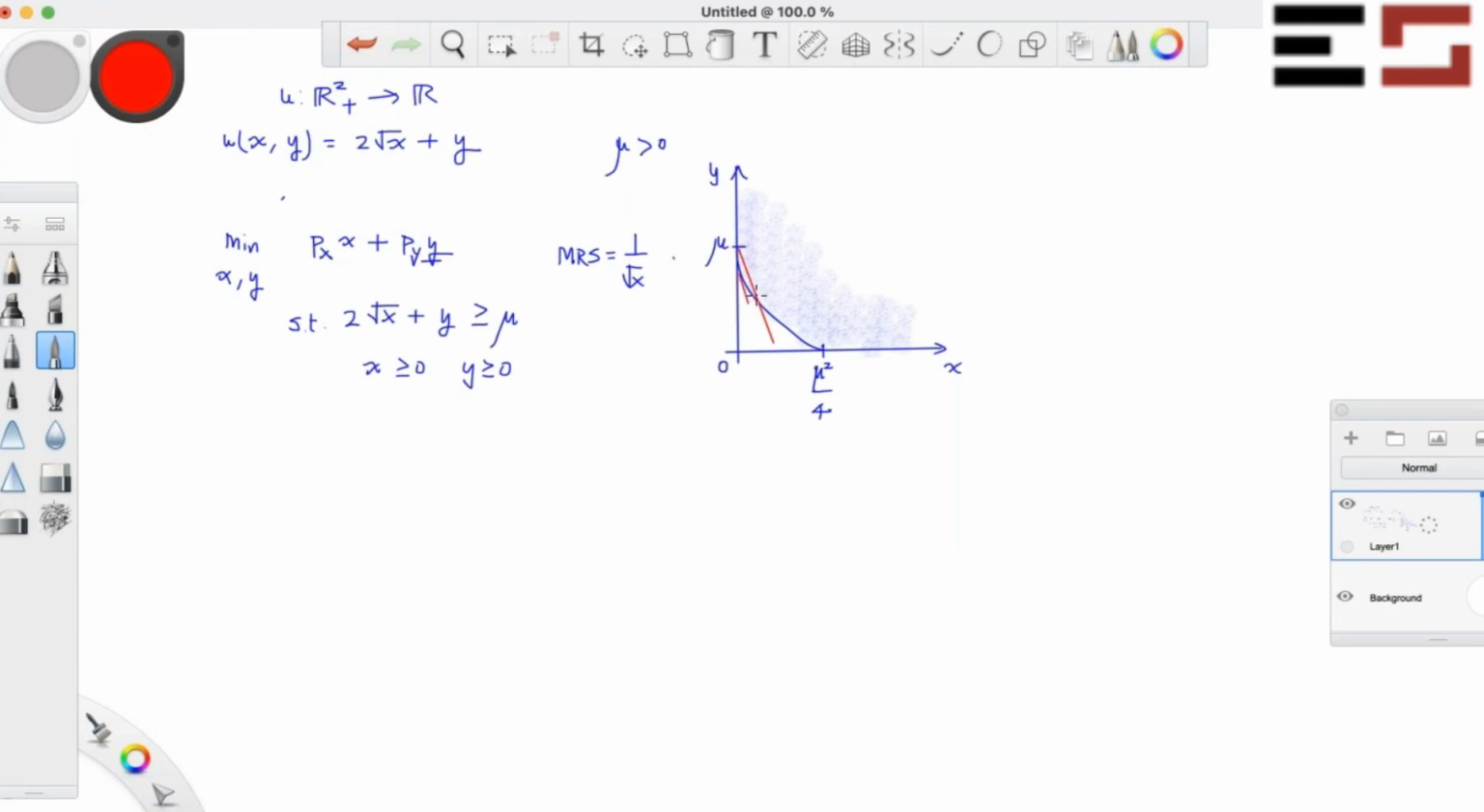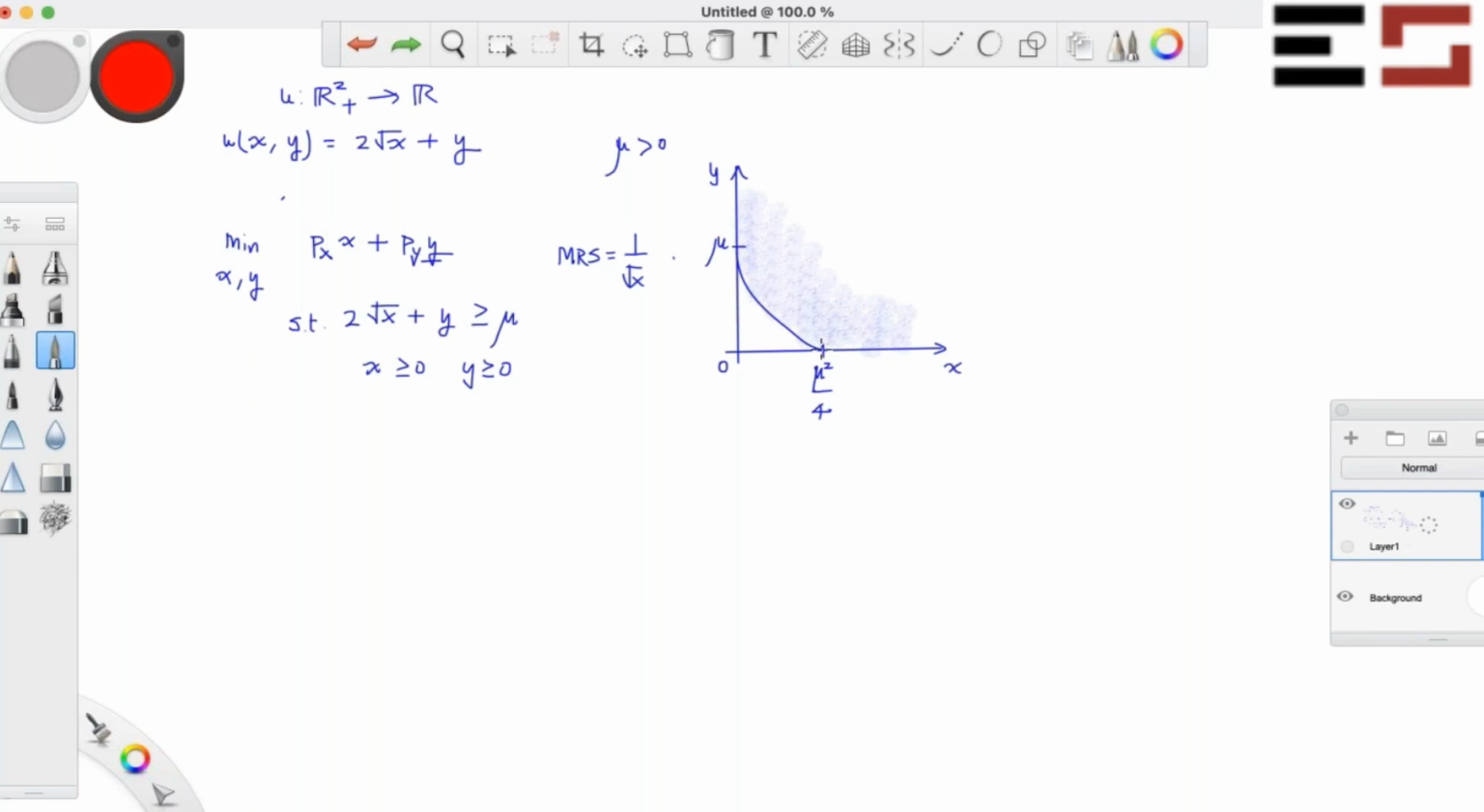And geometrically, it is very clear that it is not possible to draw an iso-expenditure curve passing through this point that lies entirely below the indifference curve. That is not possible. Okay. So clearly, this point will never be the optimal choice. So there are two possibilities.